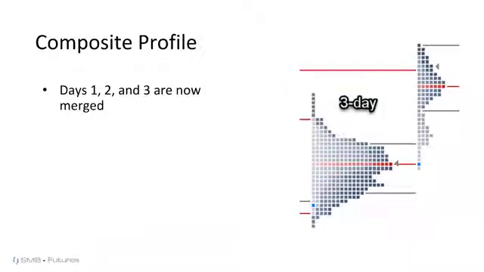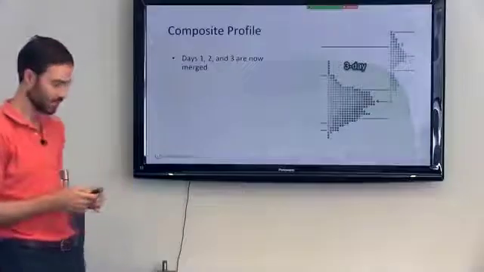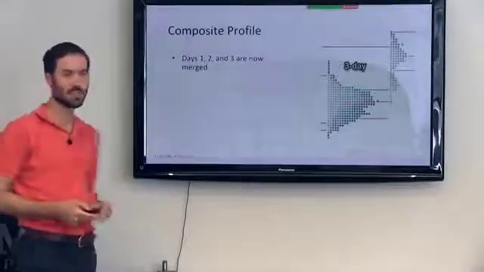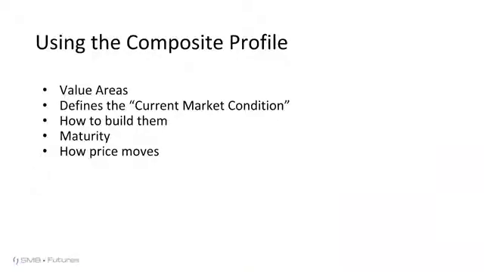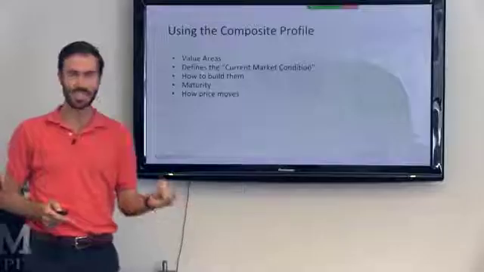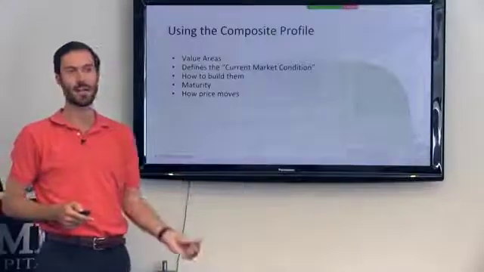3-day composite. Now day 4 looks like a little change in the dynamic, right? Strong drive from the point of control, value migration clearly higher, that type of thing. We're going to go through a ton of examples of this today, but this is your first example of building a composite. Just the concept. So we're going to create value areas from it. This is what we're going to use to define that current market condition that we talked about yesterday that was so critical for being able to apply the right strategy or tactics at the right time in the right environment.